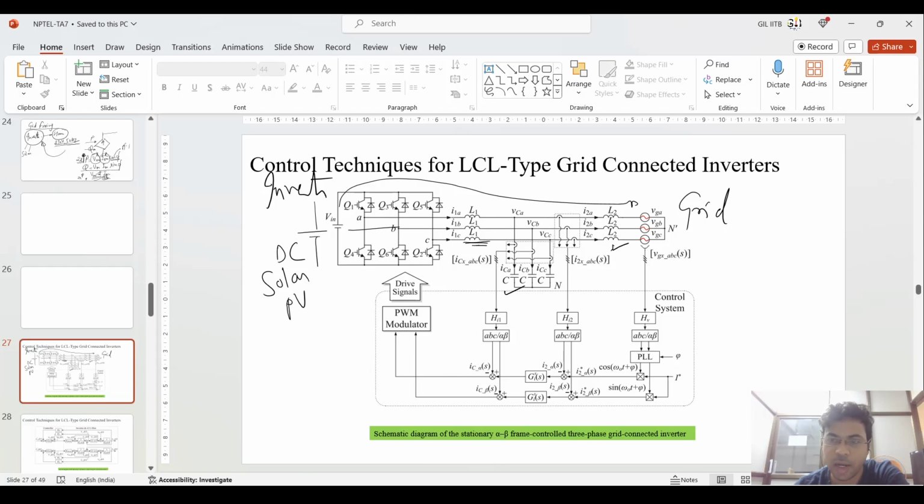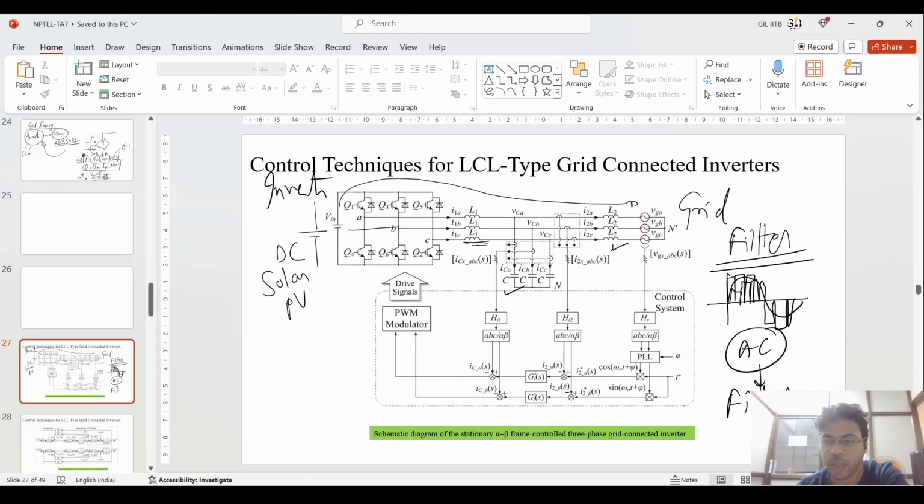This is a kind of filter. The filter is such that, suppose after the inverter you do not get a sinusoidal waveform; you get this kind of waveform. From that you have to generate an AC source. For that you need certain filters: LC filters, LCL filters, LLC filters. Certain topologies are there.